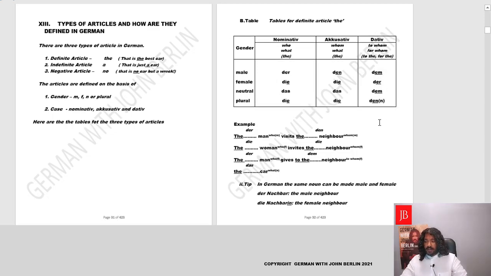So for example, I give to the neighbor a car, my car. So to whom do I give my car? To the neighbor. Dem Nachbar, to the neighbor. So the meaning of dem, please note, is not just the, but the meaning of dem is to the. And on certain occasions, let me say, I make for the neighbor a cake. In that sense, it'll be for the. It works with both.